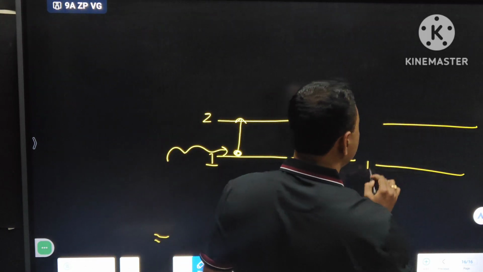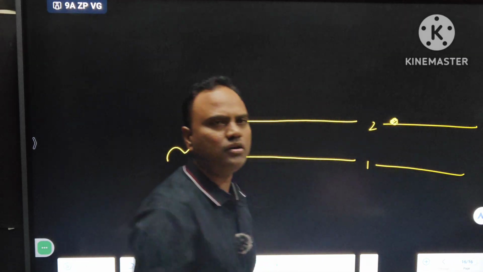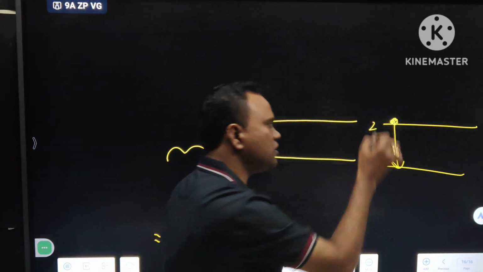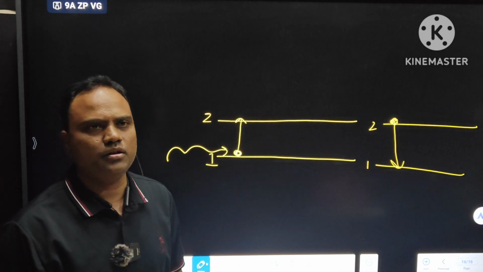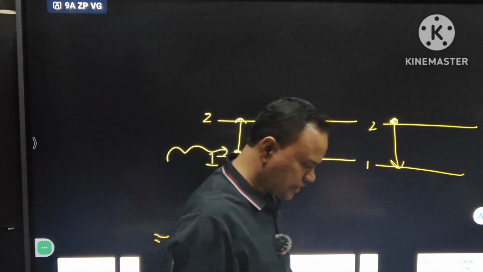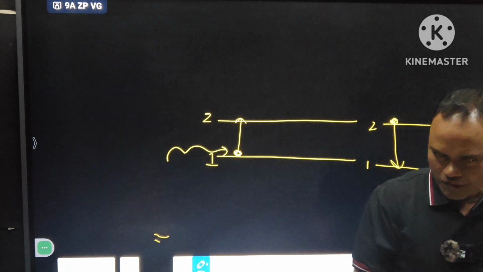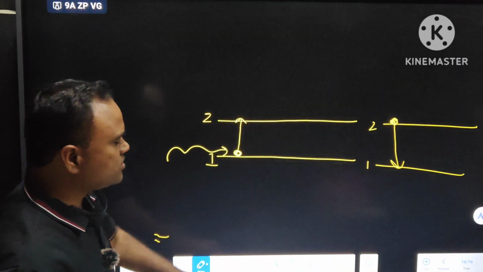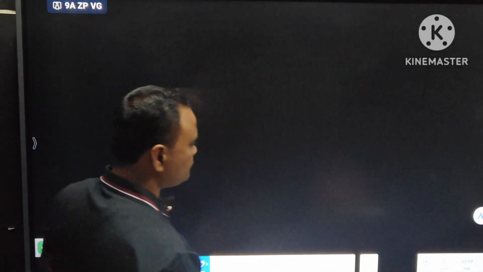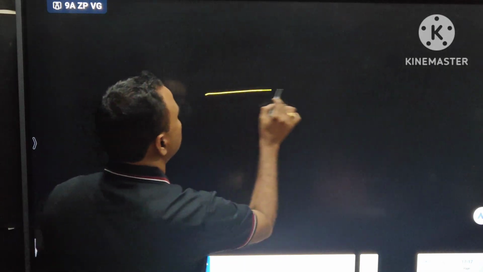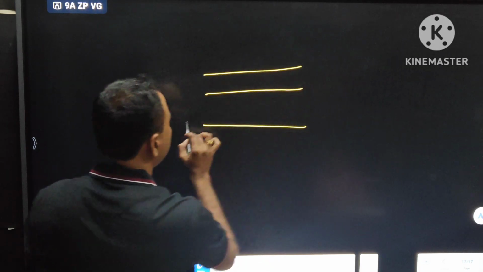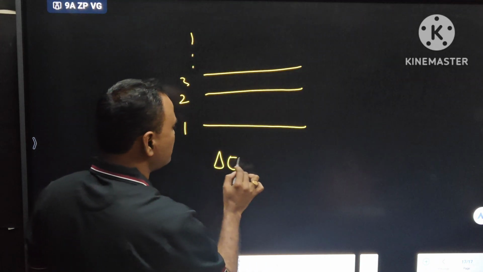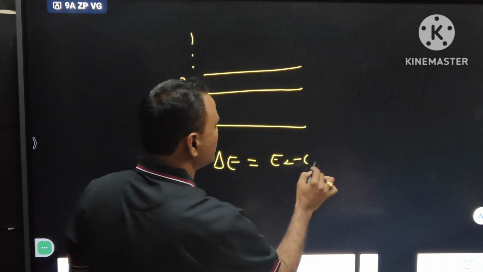Opposite. Let us consider one electron is present in the second orbit. If the electron loses energy, it jumps to a lower energy level. So when an electron gains energy, it jumps to a higher energy level. When an electron loses energy, it jumps to a lower energy level. And the energy difference between two energy levels, first, second, third, and so on, is given by delta E. Delta E is equal to E2 minus E1.